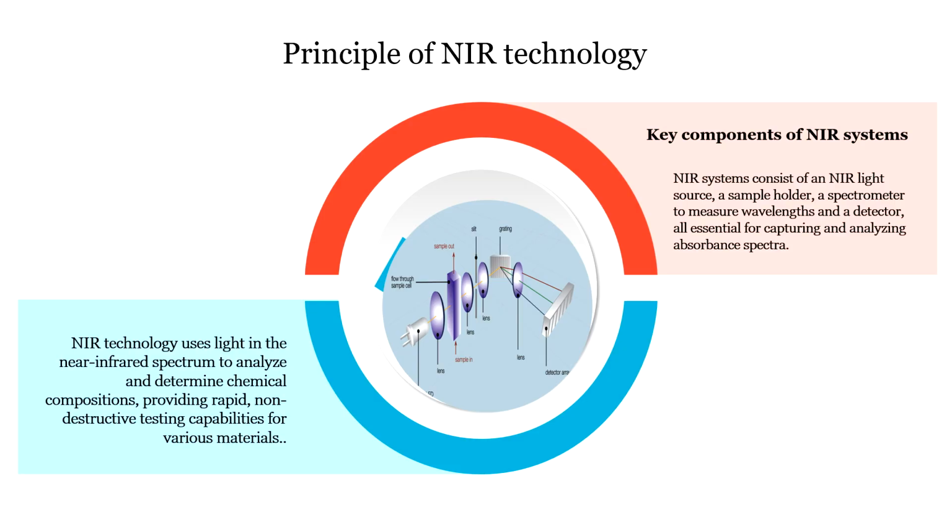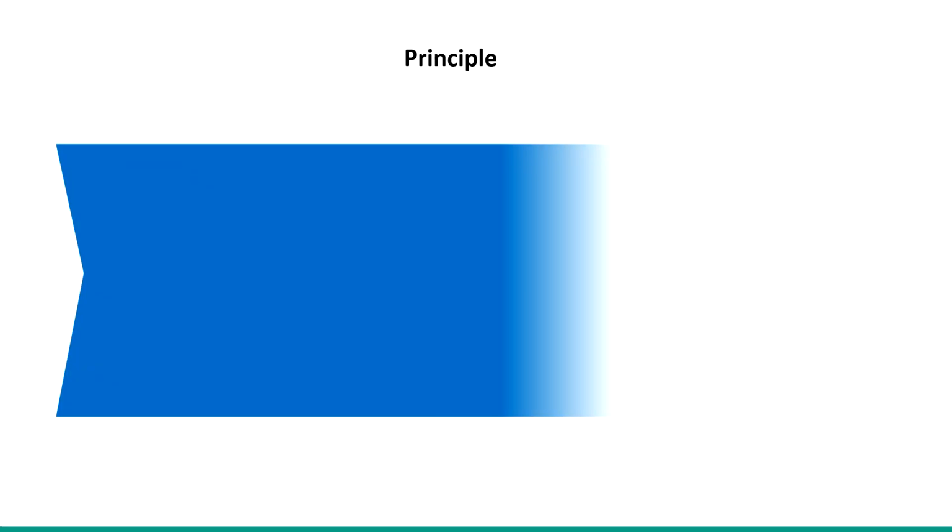Principle of NIR technology. NIR technology uses light in the near infrared spectrum to analyze and determine chemical compositions, providing rapid, non-destructive testing capabilities for various materials. Key components of NIR systems. NIR systems consist of an NIR light source, a sample holder, a spectrometer to measure wavelengths, and a detector, all essential for capturing and analyzing.